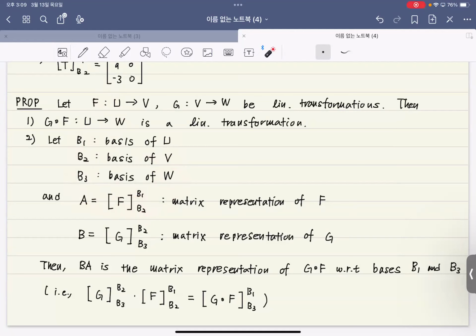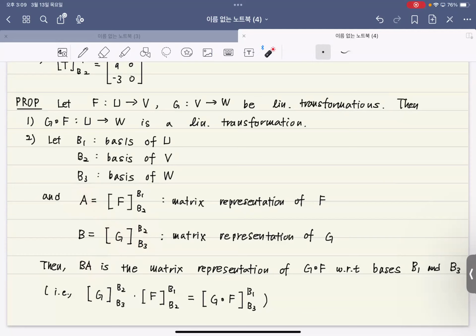And B is another matrix, which represents the linear transformation G with respect to bases B2 and B3. Now, in this case, what is the dimension of this matrix?